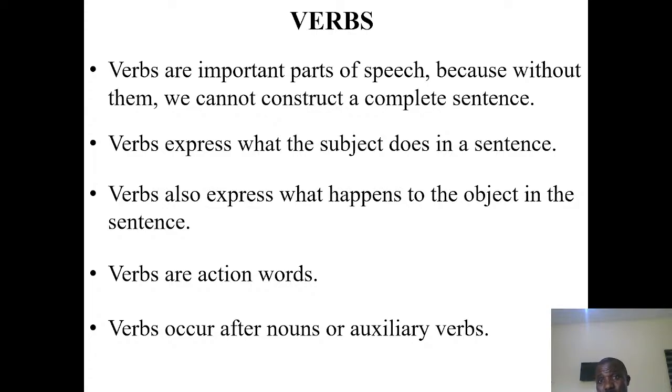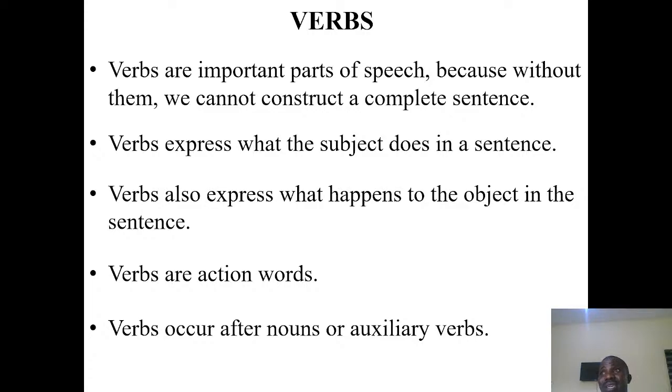Verb is just an action word. Without verbs, a good sentence will not be constructed. Even though we say that the subject, that is noun, and verb are obligatory, verbs are more obligatory than noun. Two, verb expresses what the subject does in a sentence. It is the verb that will tell us the particular role played by the subject. Verb also expresses what happened to the object in the sentence.